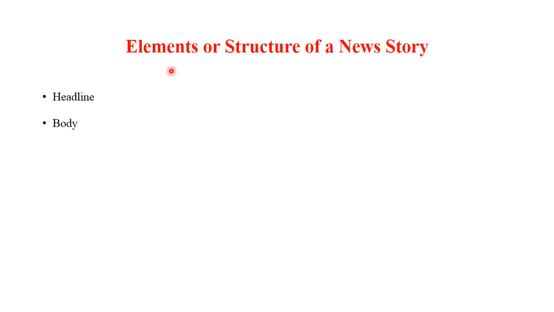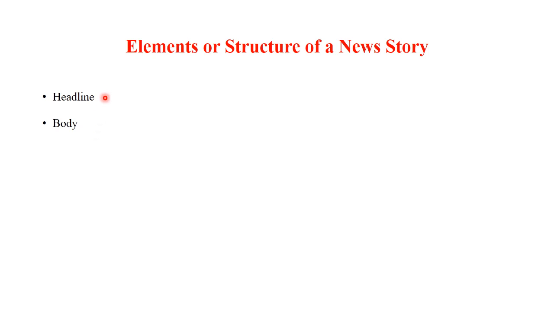Then the elements or the structure of a news story. As we discussed in the previous story, we divide it into two parts. The first one is the headline, and the second is the body. So these are actually the two parts. For our students, it is necessary to understand that when they are working in the field of journalism, and after collecting the information they want to develop the story, they will write the headline, and they will write the body of the story.